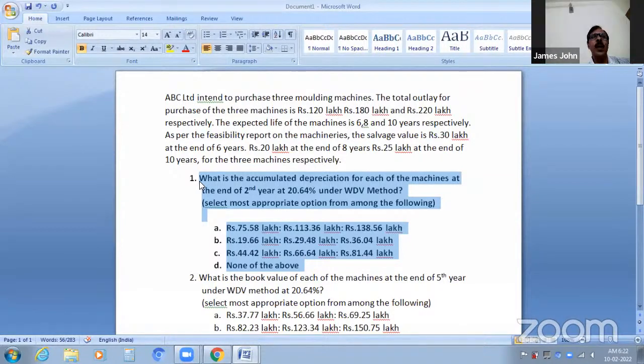Yes, sir, answer is C, sir. I have not done it; you only told me. You are getting 75.58 as the value of A. Then you have to subtract this from the original cost.